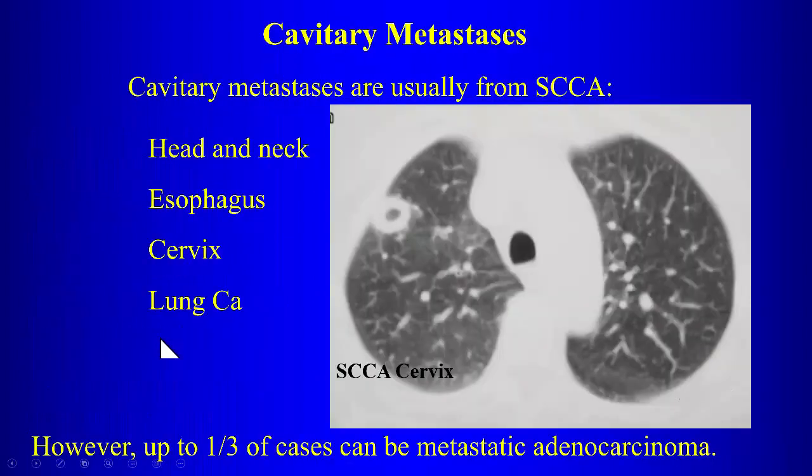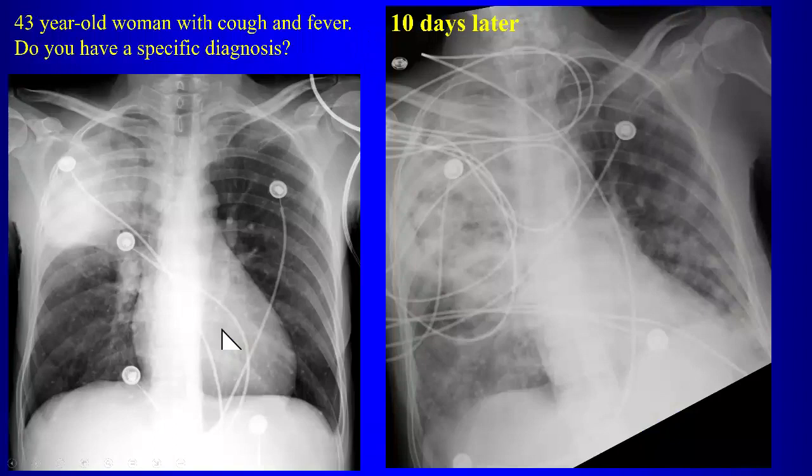Those are sterile infarcts, but those usually have to be pretty large before we actually see cavitation within those aseptic pulmonary infarcts. And then for cavitary metastases, we think of squamous cell primaries. What are the primary tumors? Well, head and neck tumors, esophagus, cervix, lung cancer: all of these can be squamous cell, all of these can metastasize to the lung, and all of these can be associated with multiple cavitary lesions. Realize, though, that adenocarcinomas might also cavitate. So even though most cases tend to be squamous cell, about 1/3 of cases of metastatic cavitary tumors can be adenocarcinoma. So it's not completely out of the question.